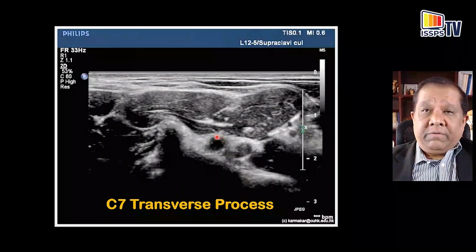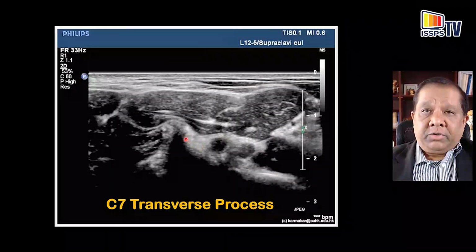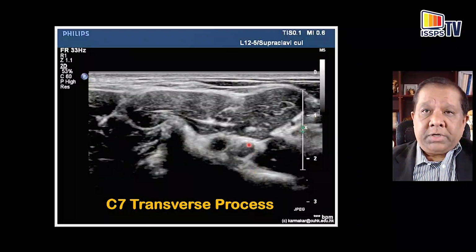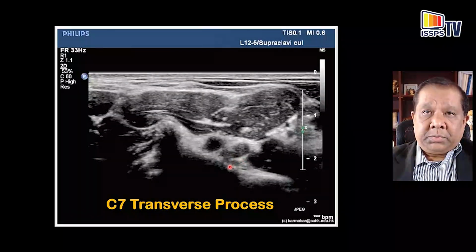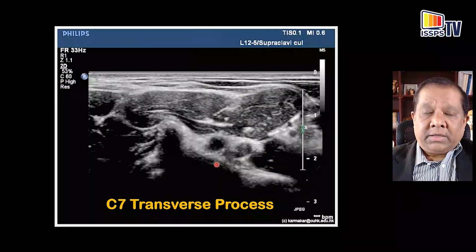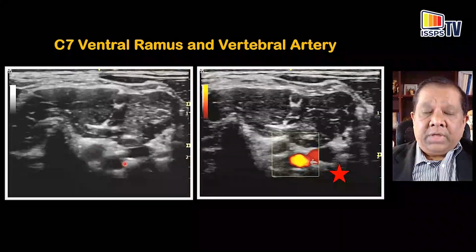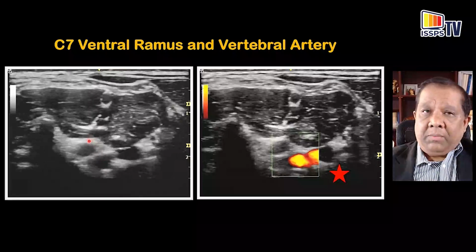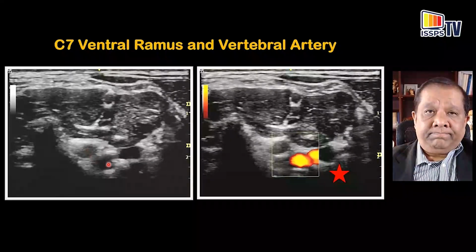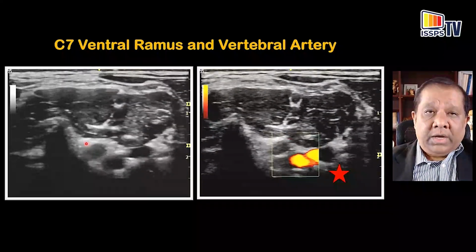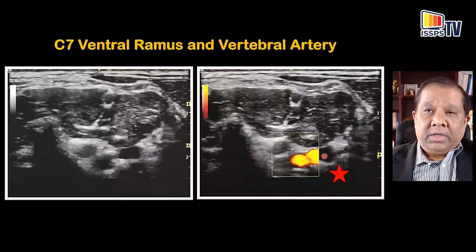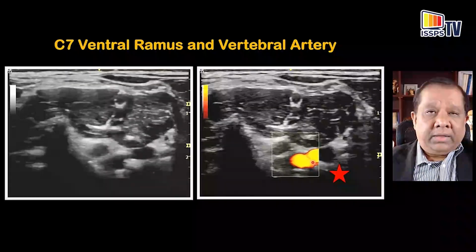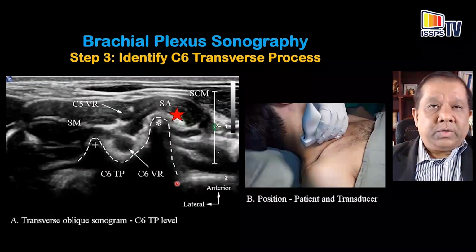So the C7 ventral ramus is located anterior to the C7 transverse process, and adjacent to that is the vertebral artery and the vertebral vein in that exposed area. So therefore, everything that looks hypoechoic or anechoic and round to oval next to the C7 transverse process is not a nerve. You have the vertebral artery and the vertebral veins that are located next to it.